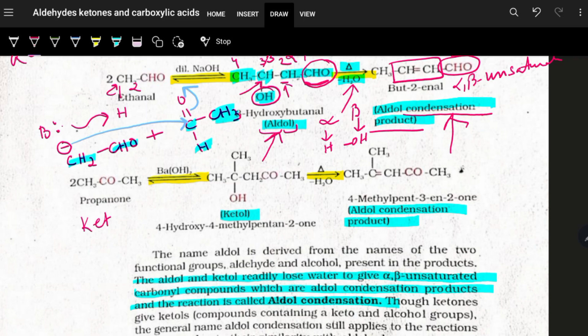Next, this is the example with ketone. Same thing happens over here. You obtain a ketol, that is a C double bonded O and OH in the same compound. This is your alpha, this is your beta. There is elimination of H from alpha and OH from beta, and there is a double bond between alpha and beta, and it is the aldol condensation product. Rather, I'll say it is a ketol condensation product.